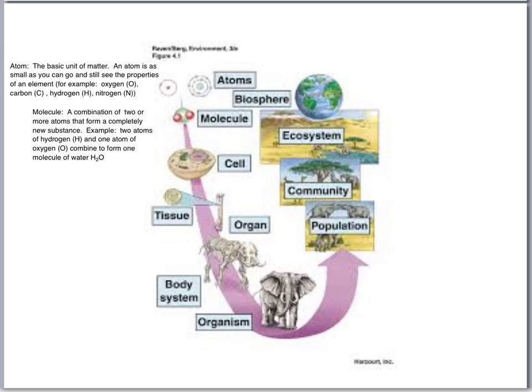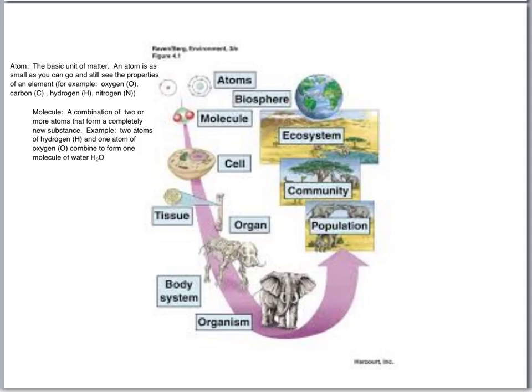Next, we move up to the level of the molecule. A molecule is basically when two or more atoms combine to form a substance that is different from either of the atoms that make it up. So an example that I've given you is water. Water is made up of two hydrogen atoms and one oxygen atom. That's where we get the chemical symbol H2O. And water is a completely new substance. It doesn't have the same properties as hydrogen on its own or oxygen on its own. When they combine to form a molecule, you get something that is a completely new and unique substance.